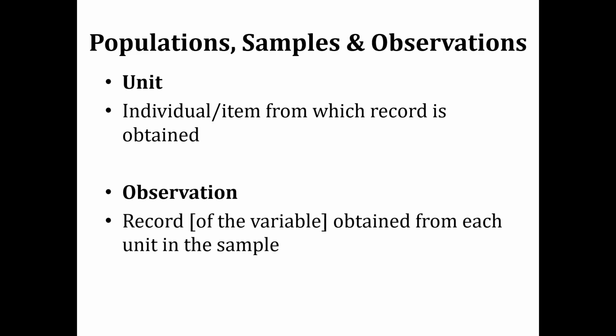So the record of the variable obtained from each unit in the sample is known as an observation, right? So these are the definitions of unit and observation. A unit is that individual or item from which a single observation is taken. And what is an observation? An observation is basically the record of the variable that we are working on.